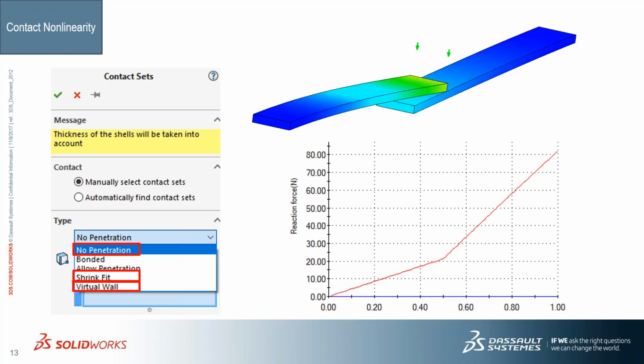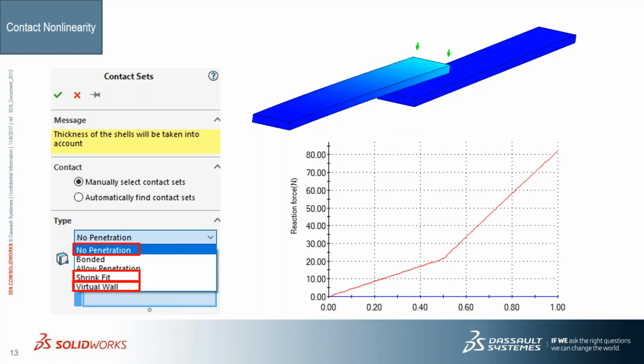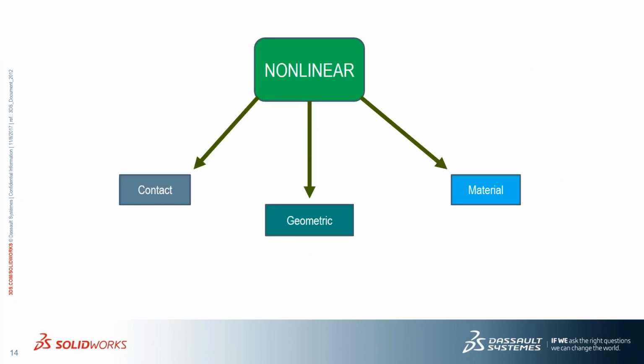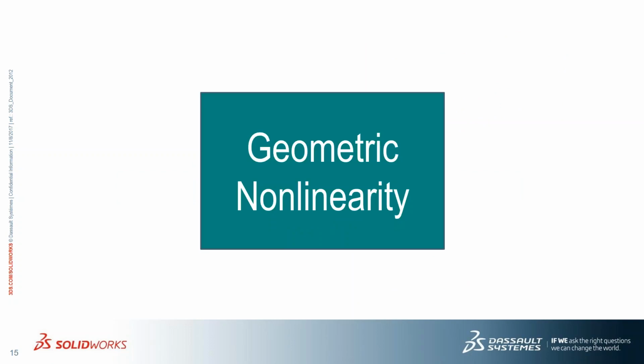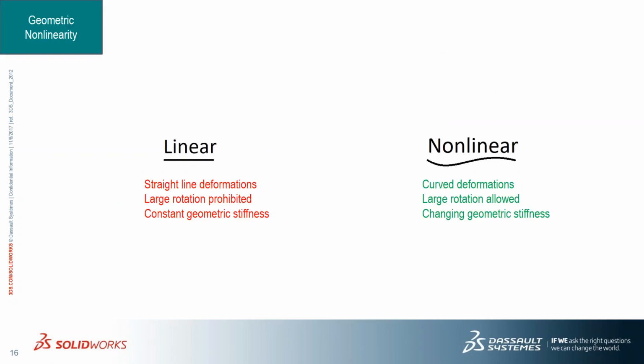So any one of those three contacts, no penetration, shrink fit, virtual wall, will introduce nonlinearities. So the second type of nonlinearity, geometric nonlinearity. This one's a little trickier to describe, but I'll summarize it with some animations that illustrate these three main points.